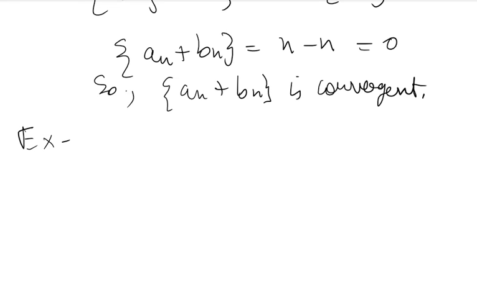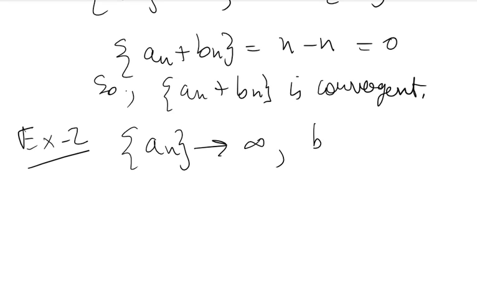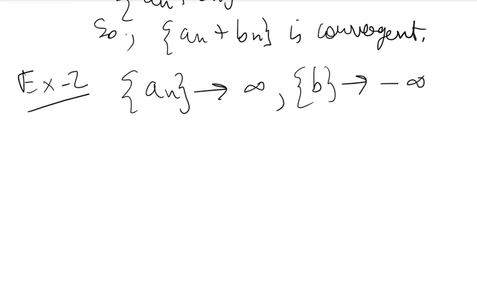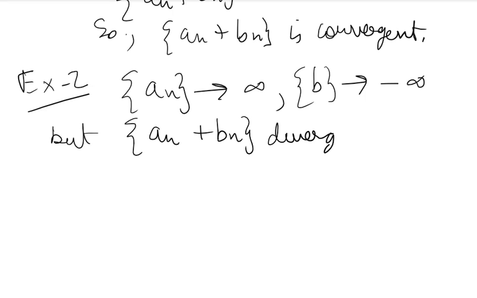Example number 2. Let's say, the same thing, one sequence is tending to infinity and another sequence is tending to minus infinity. But it may happen that an plus bn diverges to minus infinity. How? Let me show you.